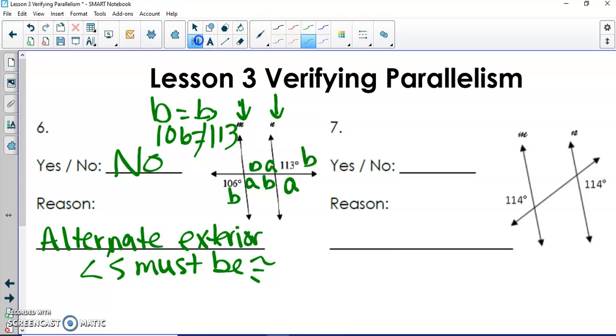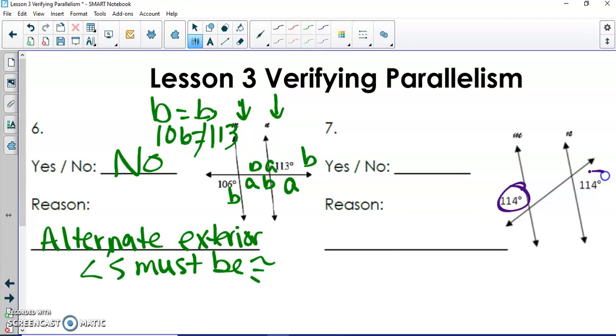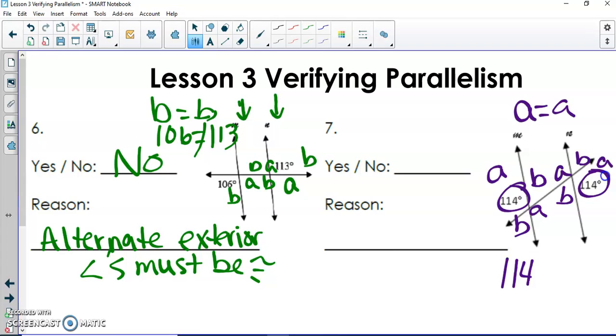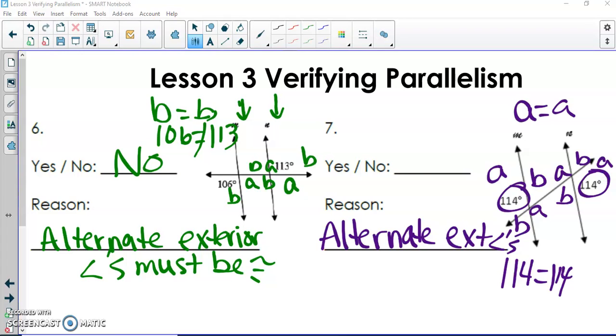Okay. Number 7, we have a 114 and a 114. They're both in opposite corners. So I have A, B, A, B, A. I have an A and an A. A is equal to A. They are equal. There is 1 on each of my lines. 114 equals 114. They are alternate exterior angles. They must be congruent in order to be parallel, so this is a yes, because they are congruent.